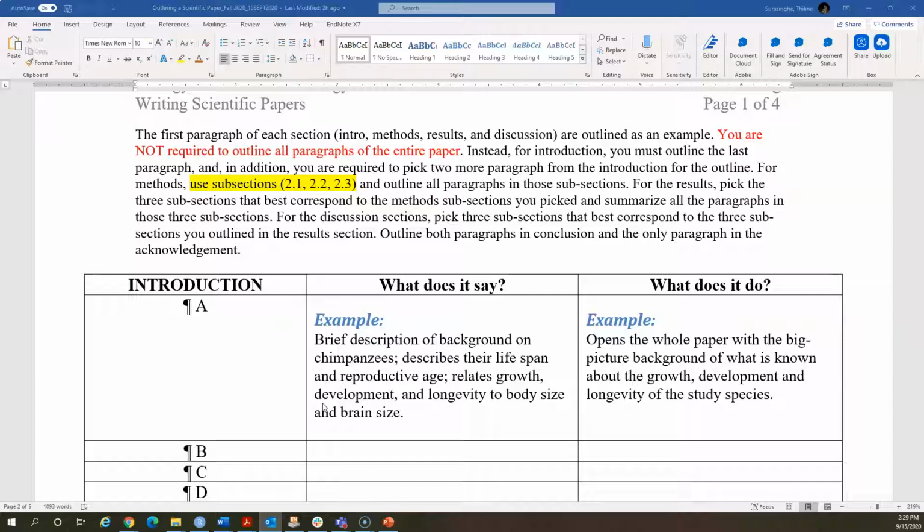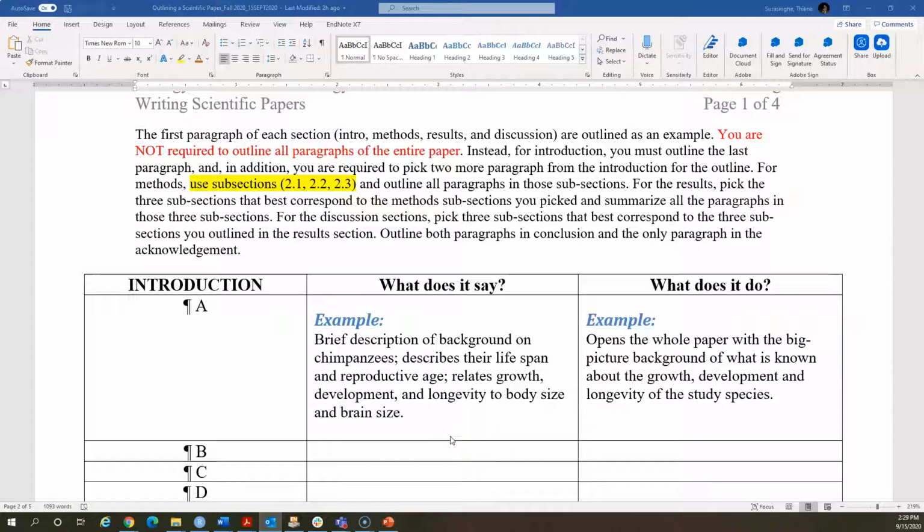For example, let's read the first paragraph of the introduction. What does it say? Brief description of the background on chimps, describes their lifespan and reproductive age, relative growth, development, and longevity to body size and brain size. So it's kind of examining what we know, right? Seems like that's kind of laying the foundation. What do we know about the ecology, or the biology, about the evolution or history of chimps?